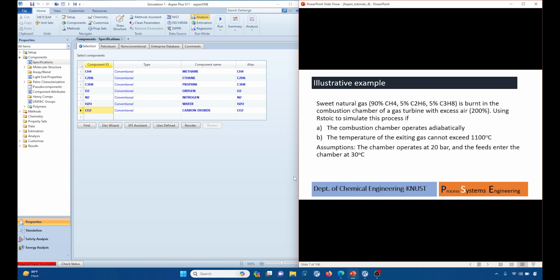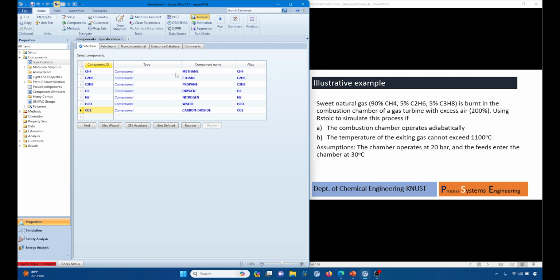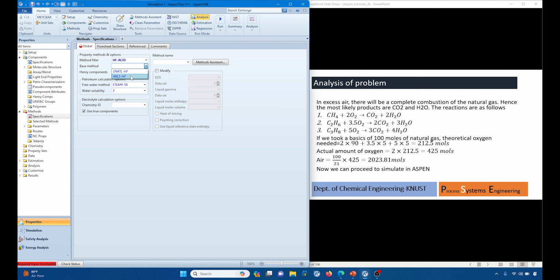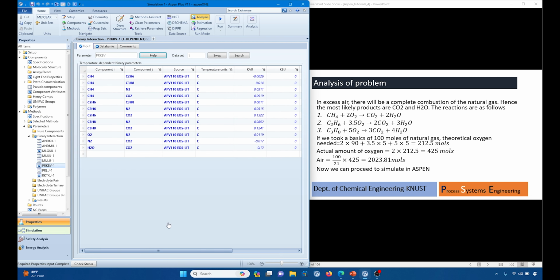Since we are burning in excess air, we expect complete combustion, meaning we only expect these two products, no carbon monoxide in this simulation. So we can head to the property method and specify Peng-Robinson, and then head to the simulation environment.